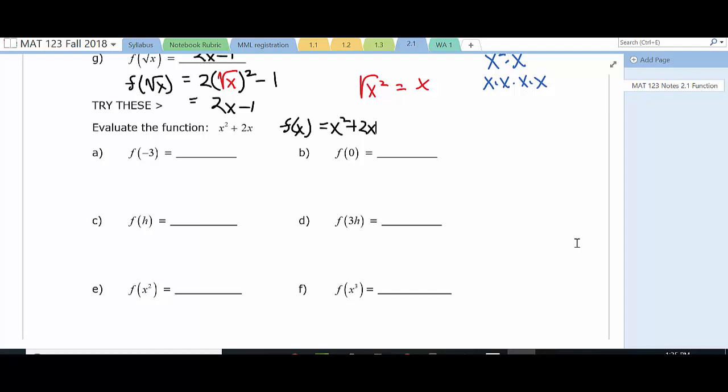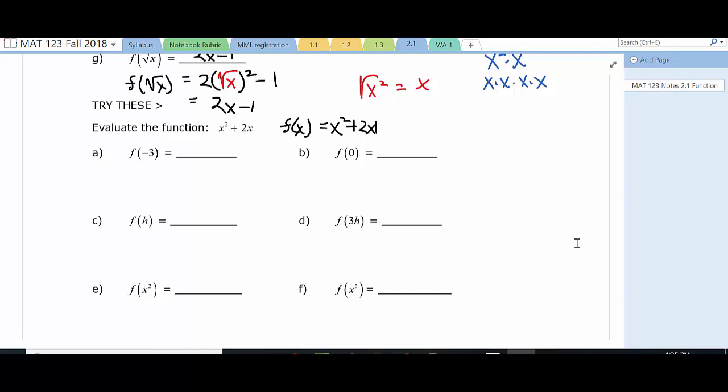Because you're doing -3 squared plus 2 times -3, that's arithmetic. Yeah, you got it written down, but that's 9. If you square -3, that's 9. Because -3 times -3 is 9, so you'd end up having 9 minus 6. So you'd have 3.